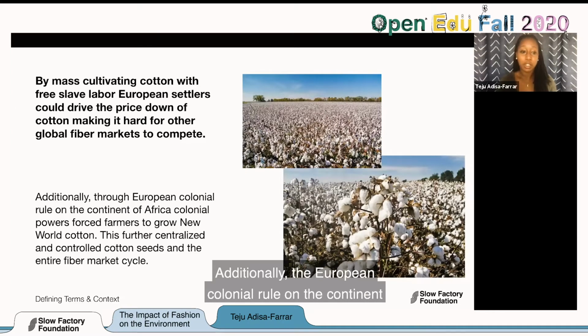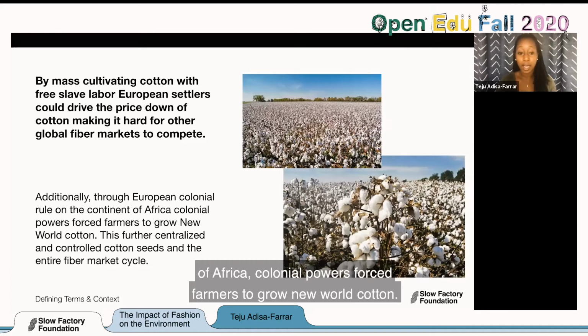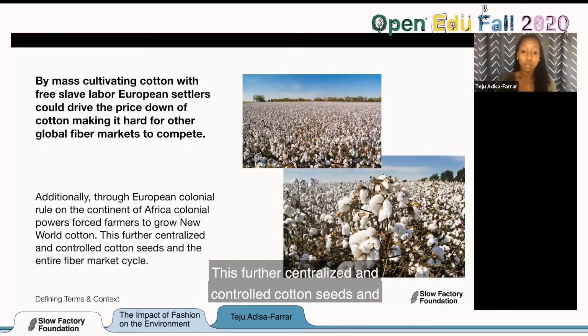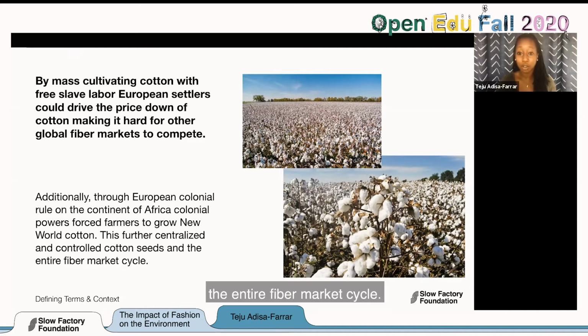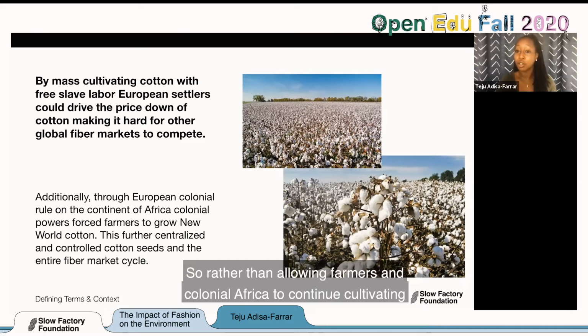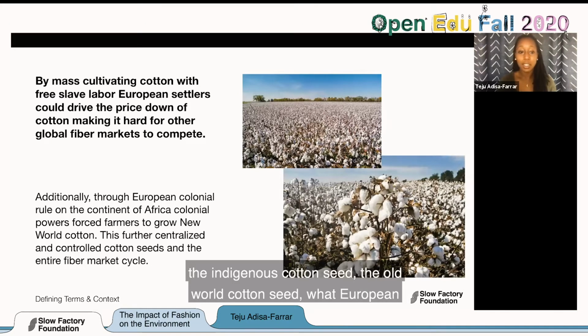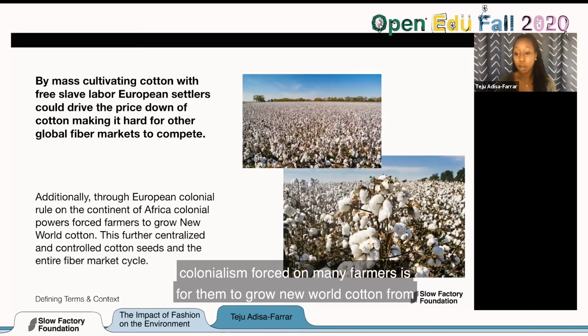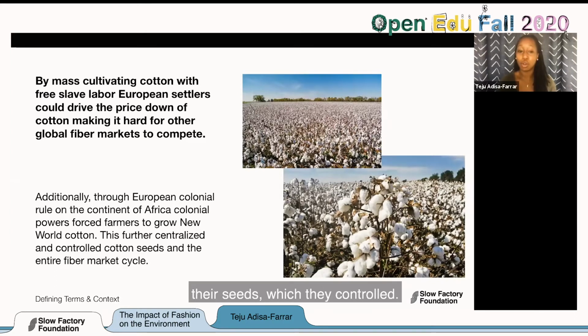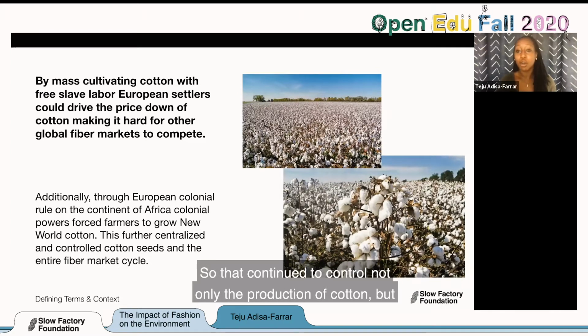Additionally, through European colonial rule on the continent of Africa, colonial powers forced farmers to grow New World cotton. This further centralized and controlled cotton seeds and the entire fiber market cycle. So rather than allowing farmers in colonial Africa to continue cultivating the indigenous cotton seed, the Old World cotton seed, what European colonialism forced on many farmers was to grow New World cotton from seeds which they controlled. So that continued to control not only the production of cotton, but this whole market cycle of fiber and textiles that were developing from the cotton industry that was growing in the Americas.